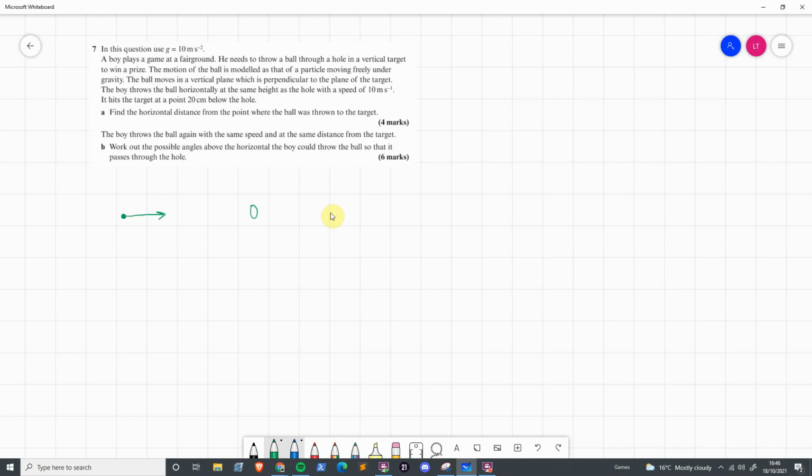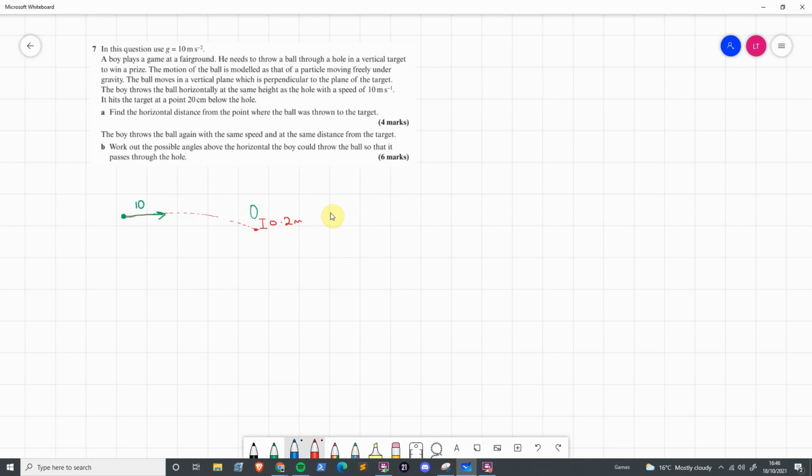No angles involved. So this is kind of like towards the beginning of this chapter. And we're throwing that at a speed of 10. So there's no 10 cos this and 10 sine that because there's no angles involved in this setup. And when he does hit it, he doesn't get the hole. He's pretty rubbish at this game. He hits it 20 centimetres below. We always talk about meters, so I'm going to change that to 0.2 meters. So that's where he actually hits. That's the hole of what he was aiming for. That's the setup of our question.